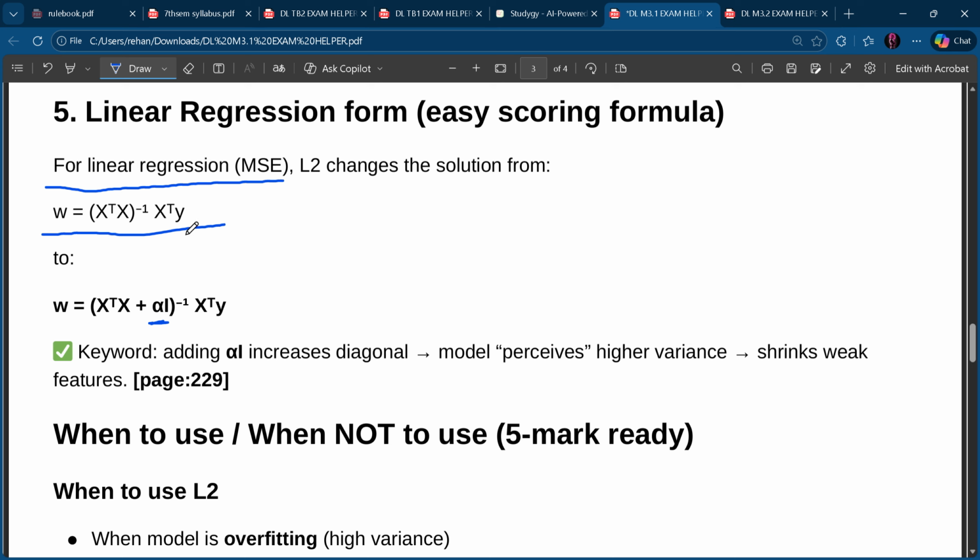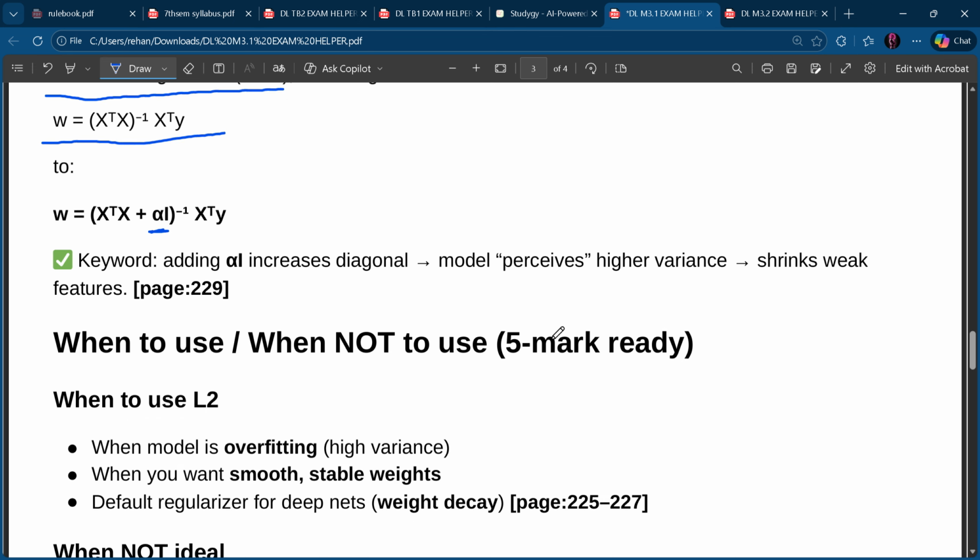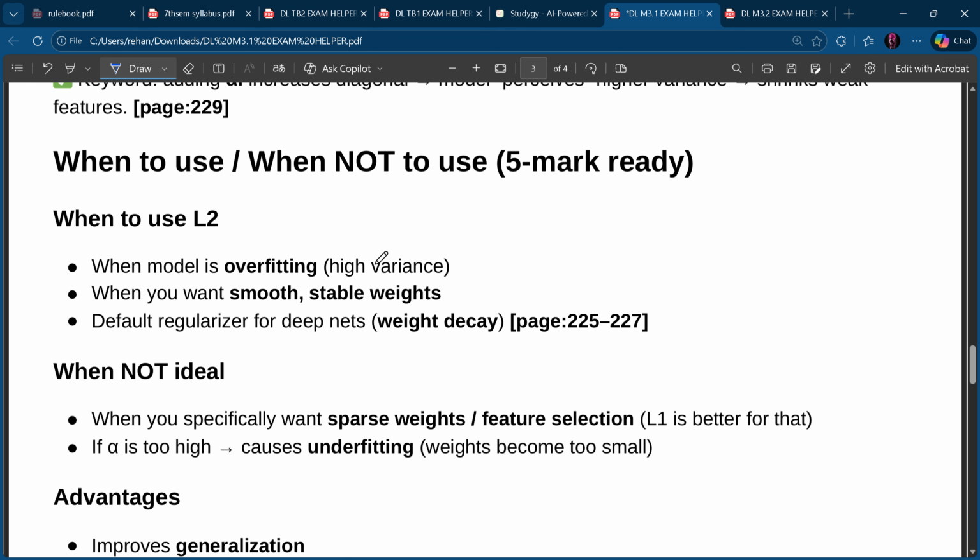It's very simple. The only thing which is being added is this. So w equals X transpose X whole inverse into X transpose y. The only thing added is alpha I. Adding alpha will increase the diagonal. The model perceives higher variances and shrinks weak features.